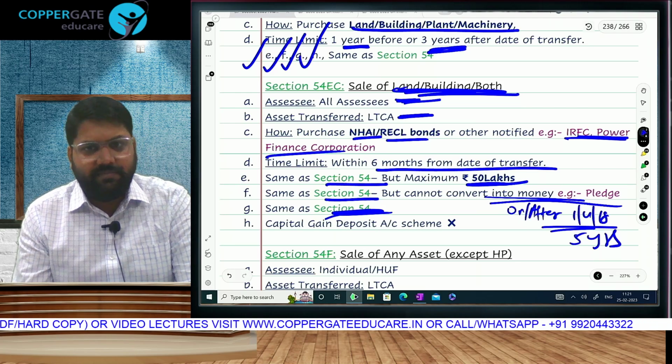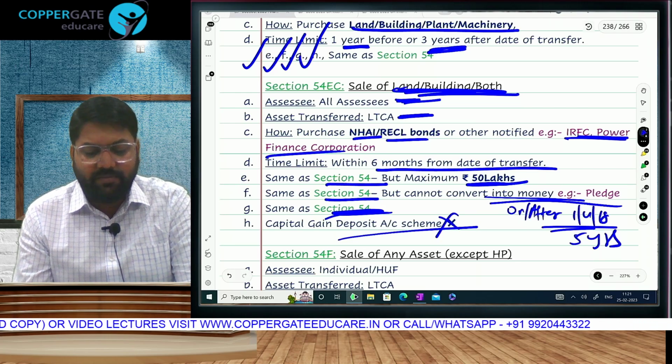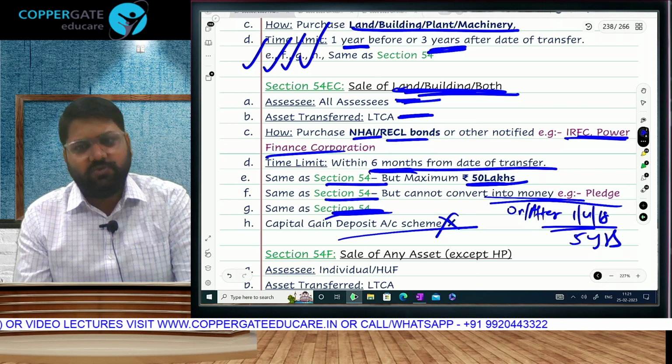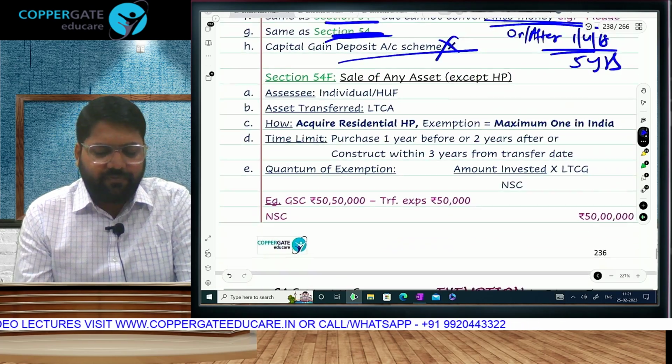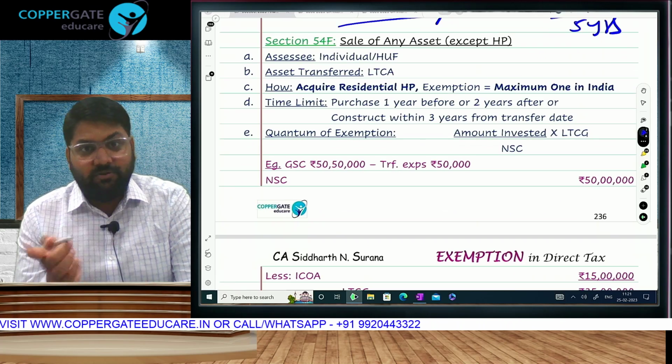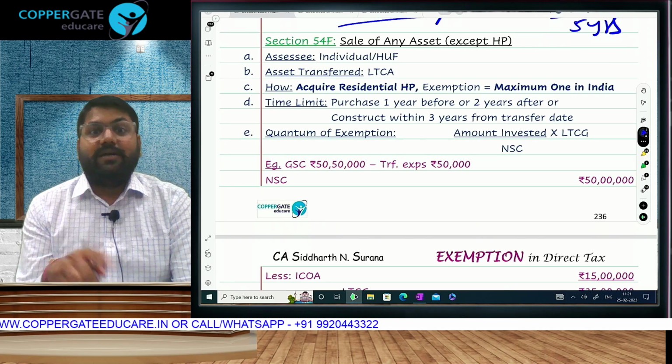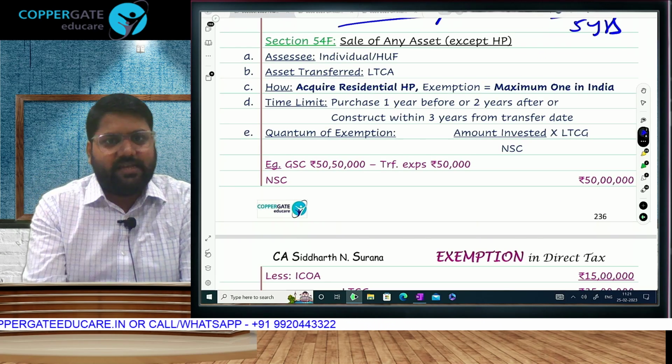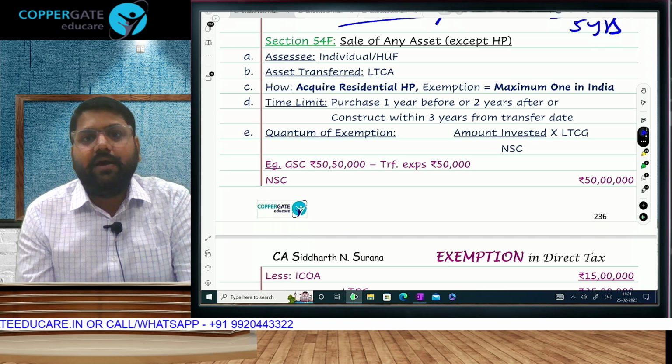Contravention of lock-in period will be same, and the deposit account scheme will not be available because for the 6 months time limit there is no deposit account scheme. 54F: sale of any asset except house property. When you sell a house and buy a house, then it is 54. But sell anything else, sell shares, sell jewelry, sell gold, and acquire house property.